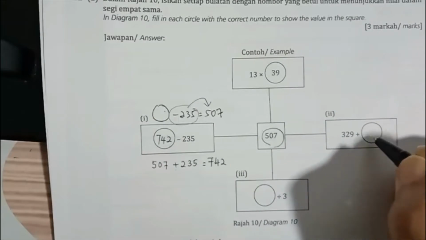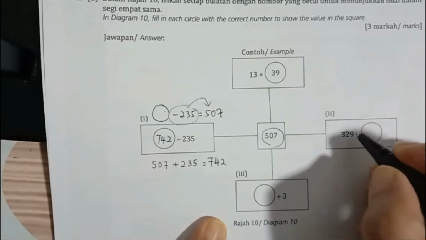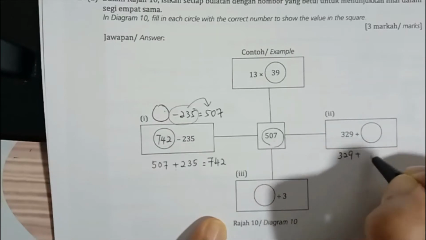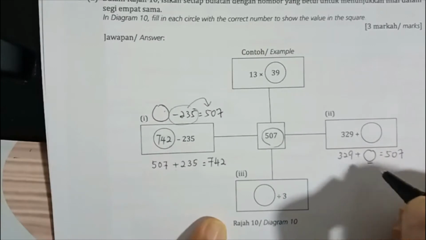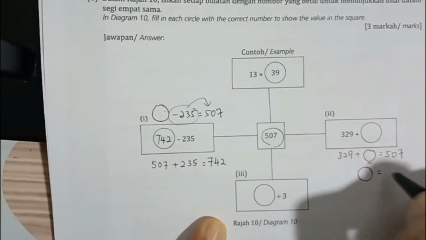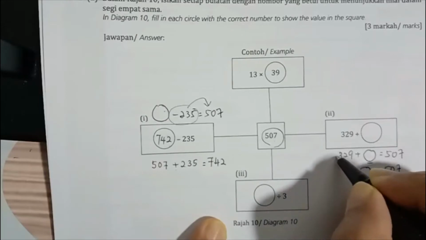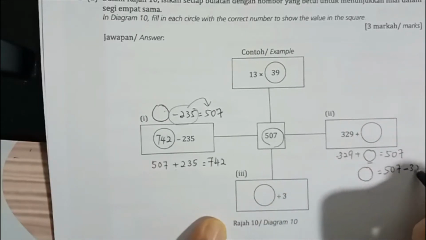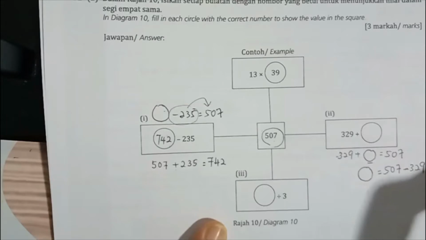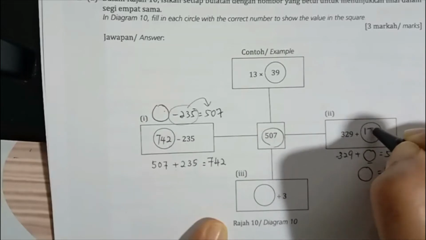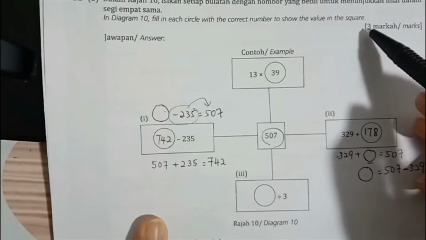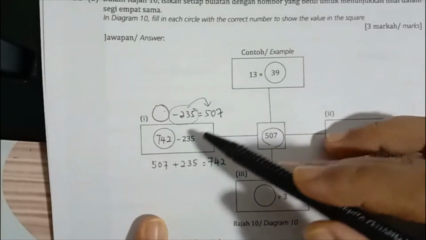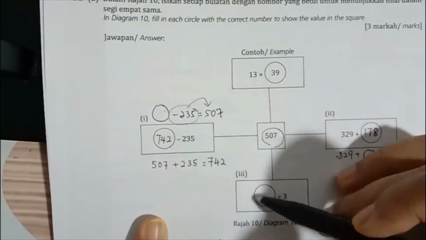Okay, and you do the same thing for this side. So 329 plus a circle equals to 507. So you want to find this circle. So this circle is equals to 507 minus 329, because this one is positive. So you will get the answer, 178. So you write down here 178. Okay, so this one is 3 marks. Actually, they will give mark on the answer only, the answer written inside the circle only.